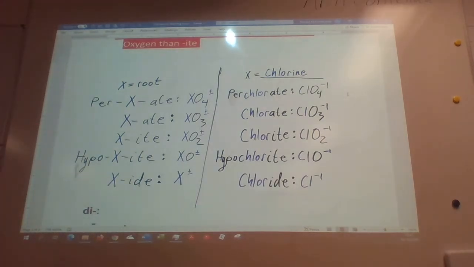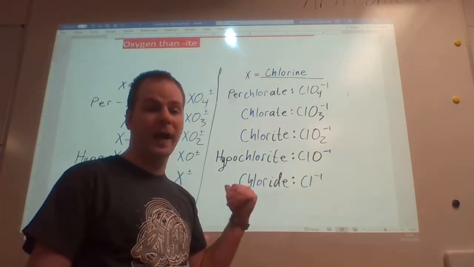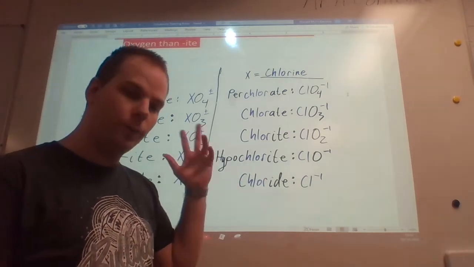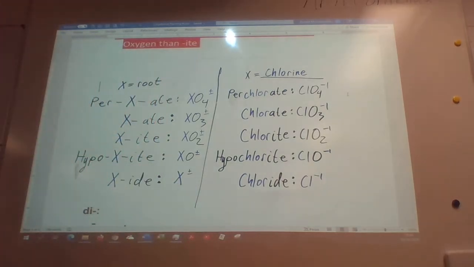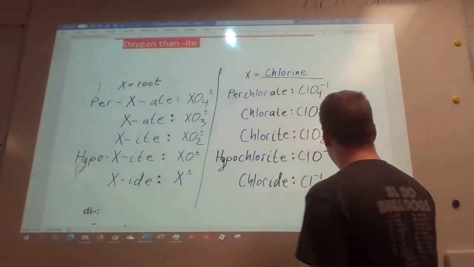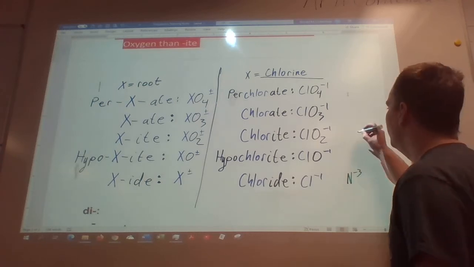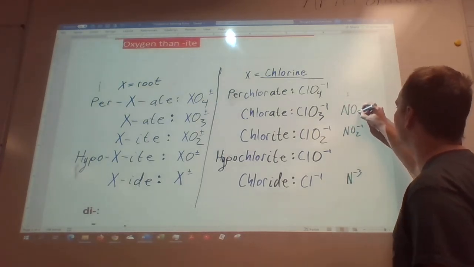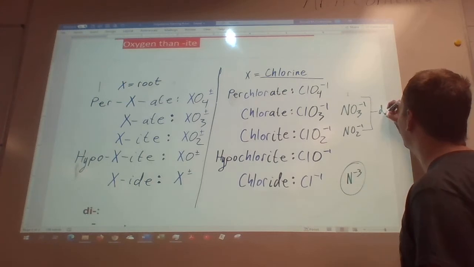Now, there are a couple of exceptions to this trend. None of them are the halogens. So fluorine, chlorine, bromine, and iodine all follow this pattern. Okay, nitrate and nitrite, they tend to follow this pattern. There's no per and there's no hypo. But the nitride ion is slightly different from nitrate and nitrite. So for nitrogen, nitride is a -3, but nitrite is NO2 -1. Ditto for nitrate. It's a -1 instead of a -3. So this is one of those that is just slightly different. You'll have to pay attention to it.